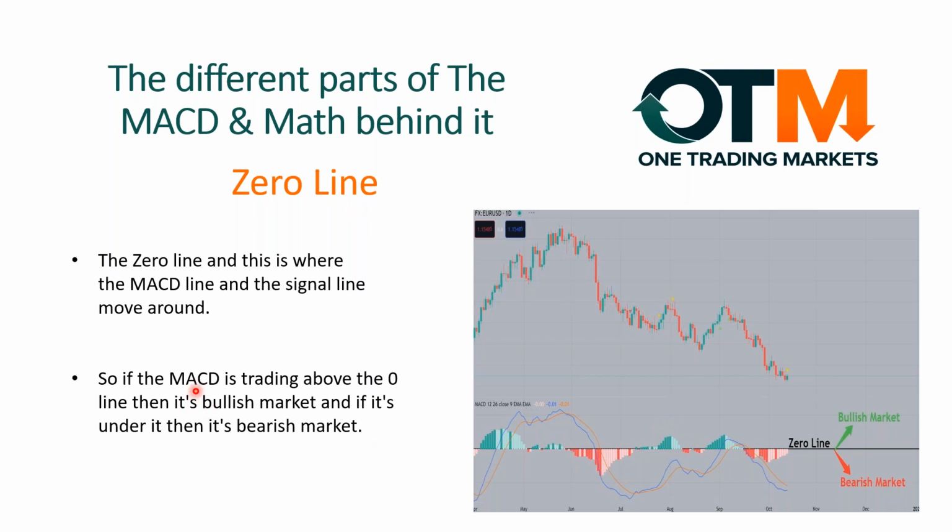The rule here, and this is your first indicator to know if the market is bullish or bearish: if the MACD line is trending or trading above the zero line, then it means it's a bullish market. And if it's trending below the zero line, then it means it's a bearish market. Let me show you here with a real life example.